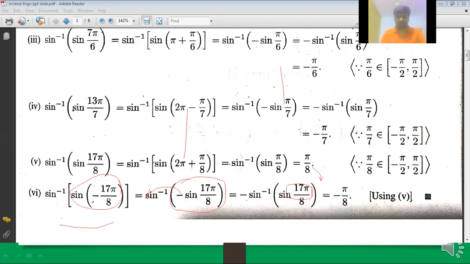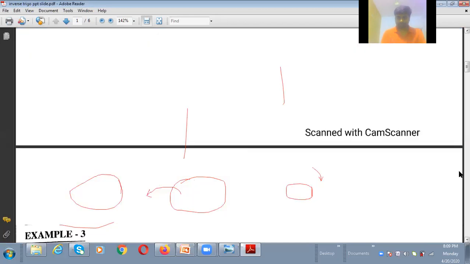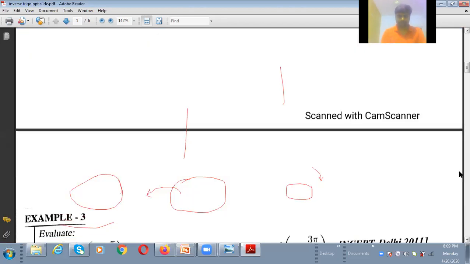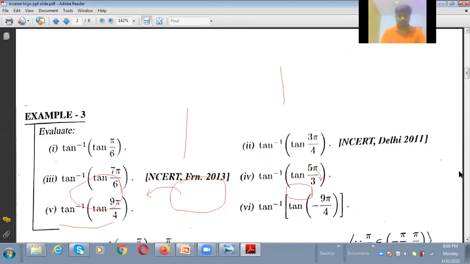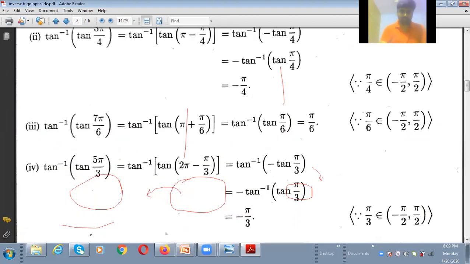Now let us go for the next problem. See here. Now, tan inverse of tan pi by 6. So here also can I cancel tan inverse tan? Because that pi by 6 lies in that region or not? Lies in the domain or not? Yes.